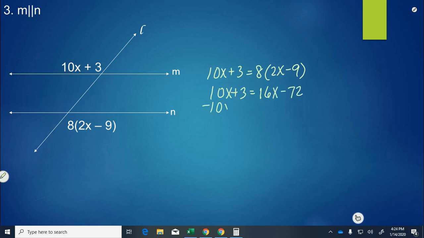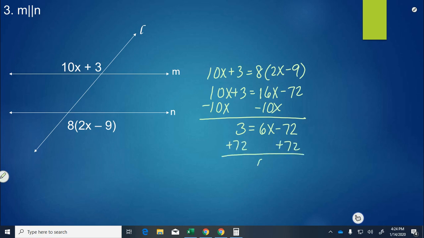We can subtract 10x from both sides. So 3 equals 6x minus 72. Then add 72 to both sides. So 6x equals 75. Then divide by 6, and I'm not going to bother using the calculator this time because it's just going to get messed up. 6 goes into 7 once with 1 left over. 6 goes into 15 twice with 3 left over. So that's going to be 12.5. So x is 12.5, and we can use that to find our missing angles.